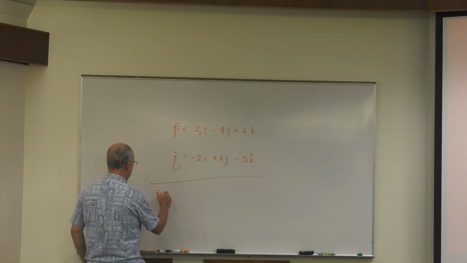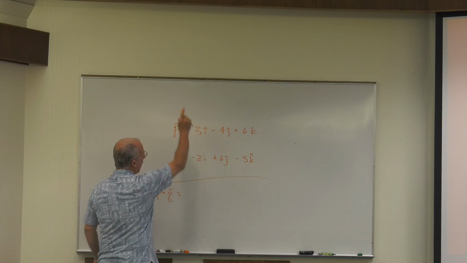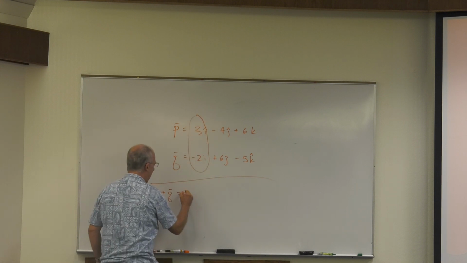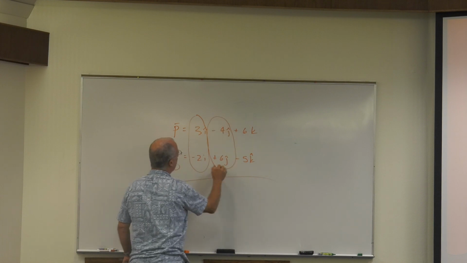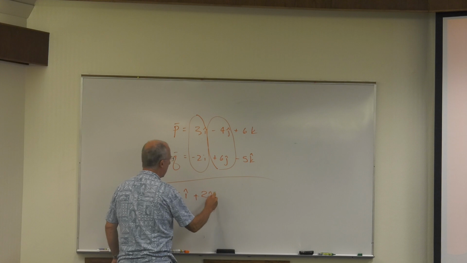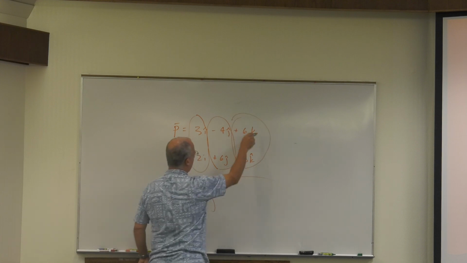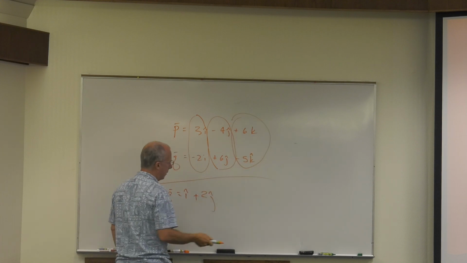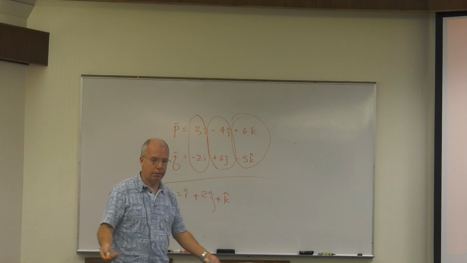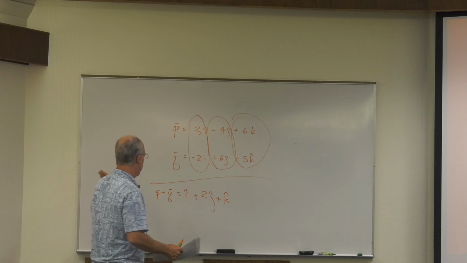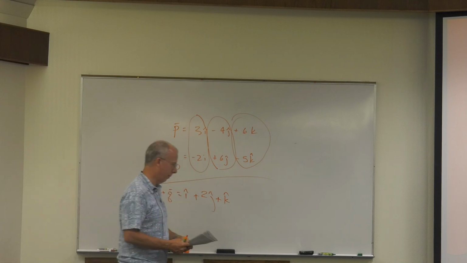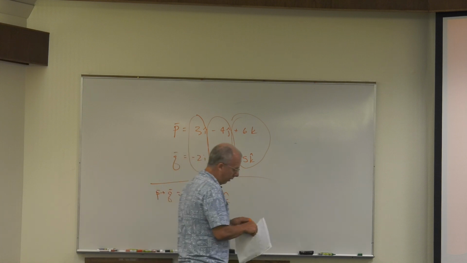So p plus q, you just add them, right? So you add that. 3i minus 2i is just 1i. And you add that. Minus 4j plus 6j is 2j. And you add that. 6k minus 5, or plus minus 5k, is plus k. Bingo. Can you believe it, it's fabulous, right? And if you were to subtract, you just subtract. So this is the way to go. It's simple, fast, wonderful.